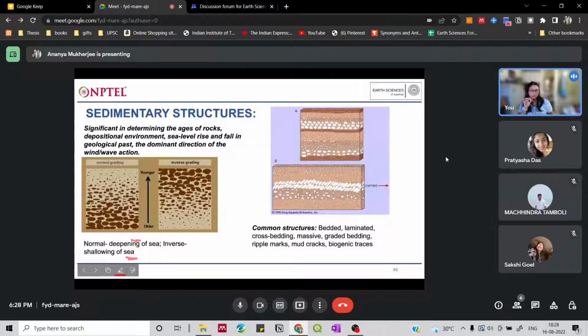So this sedimentary structure is called graded sedimentary structure. It can be normal, it can be inverse. This gives us the idea about the sea level rise and fall.